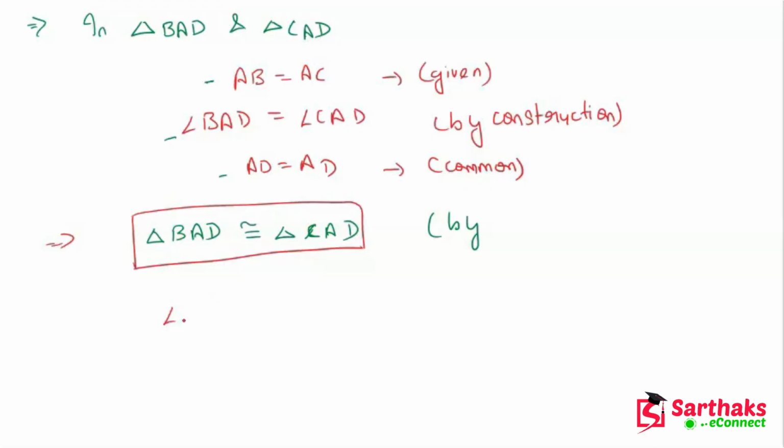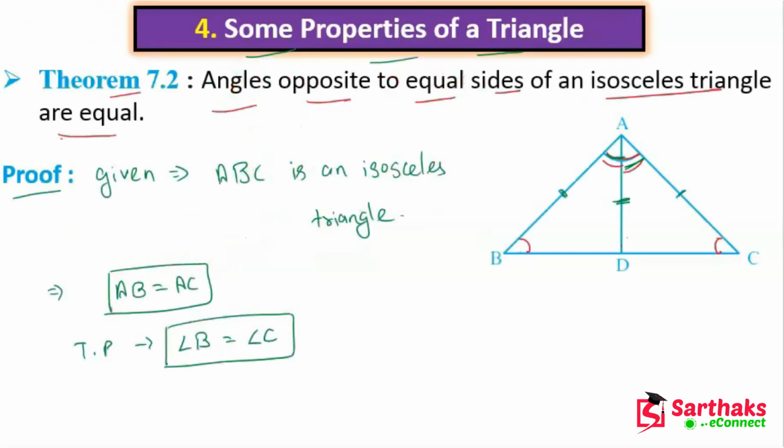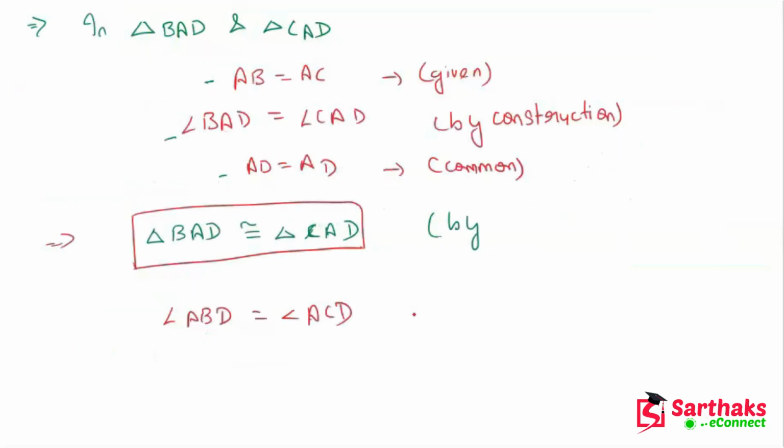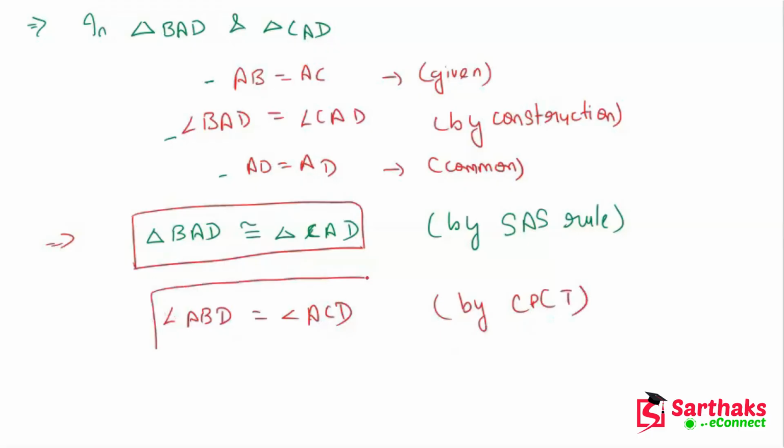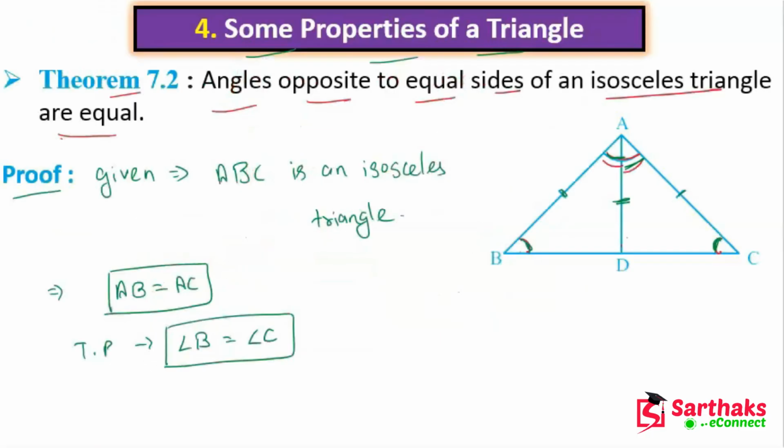From this, we can write angle ABD is equal to angle ACD. This is by the side angle side rule, and this is by CPCT. So I hope you understand this. This is the proof of theorem 7.2.